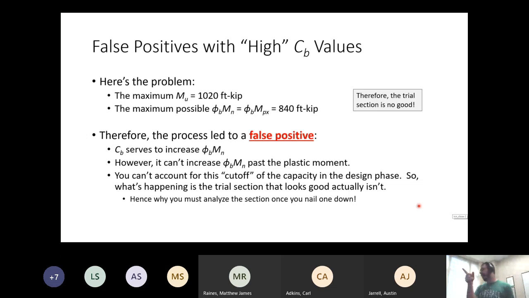In the analysis phase, when you analyze that beam, if we were to analyze the W24/84, we would get that the capacity is 840 and it's no good. So that's what I mean when I say it's a false positive: you read a section from the chart, but when you actually go back and look at the phi MP, you find it doesn't have enough moment capacity to hold up the original moment. That's the deal with a false positive.